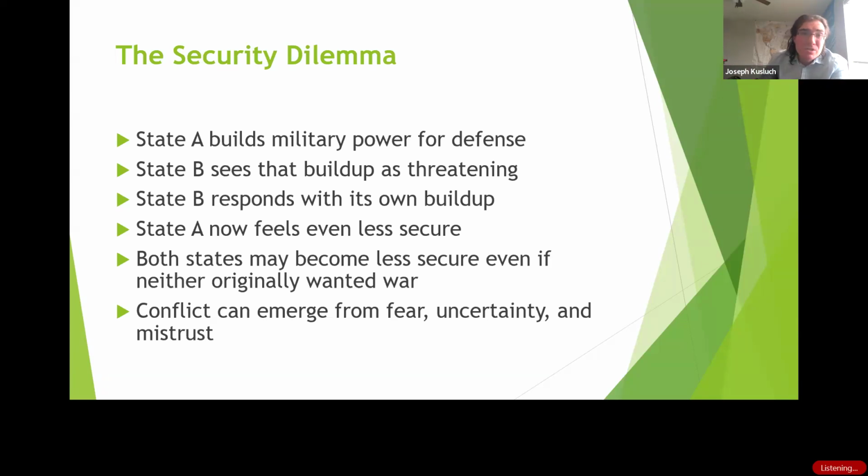The result is the spiral. Each state may be trying to become safer, but the interaction makes both feel less secure. This is one of realism's most important and useful insights. Conflict can emerge not only from aggression, but also from fear, uncertainty, and mistrust.